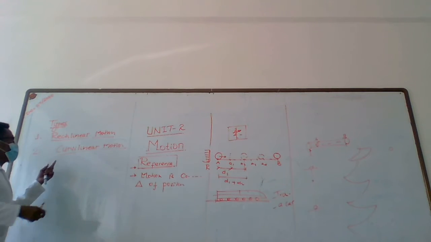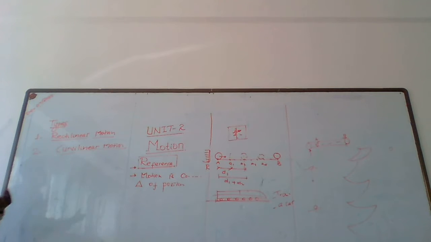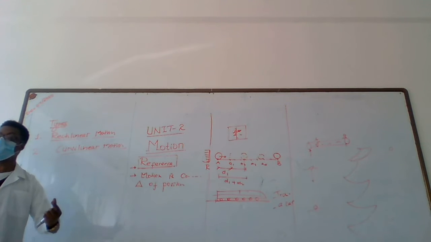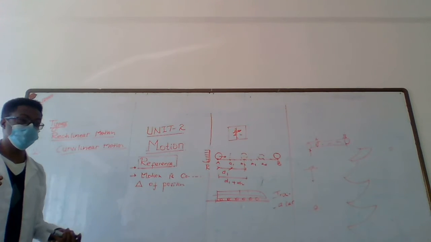So curvilinear motion is the second one. The name simply suggests curvilinear motion is a motion along a curved path. Clear? Can you give me an example for curvilinear motion? It's very practical, very simple.